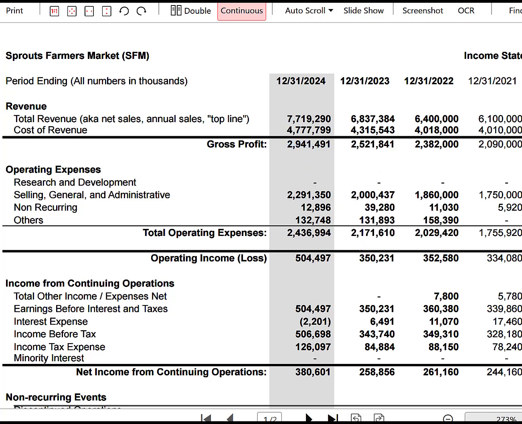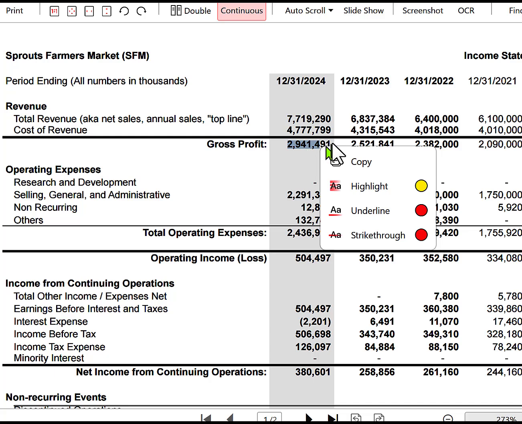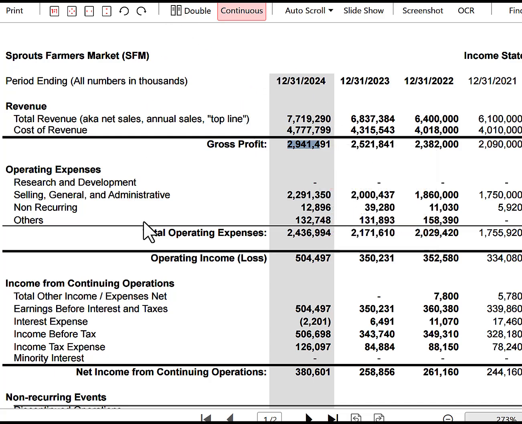2,941,491. So we divide the bottom line number, 38601, divided by the 2.9 or 2941. Make sure you do it. Come on, do it. Make sure you stop the presentation, pause the presentation, and run your calculator. And what did I get? I got a gross margin of 38.1%. That seems a little high, doesn't it?